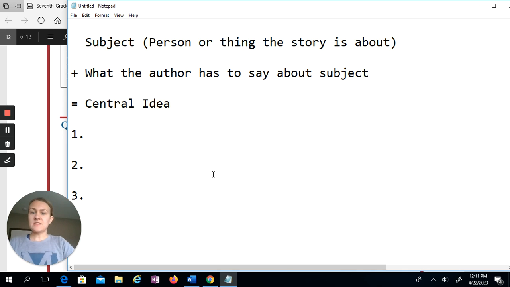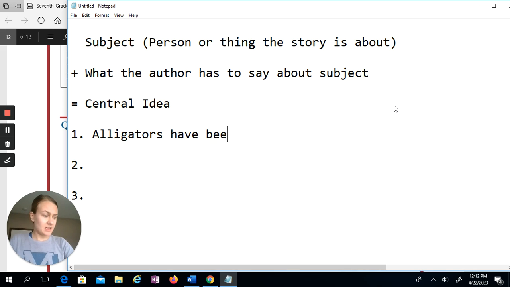Okay, so let's figure out the first subject. This one's probably the most obvious. What is the thing most talked about in this story, person or thing? Alligators. So, starting with our subject, we're going to talk about alligators, right? Now, what does the author have to say about alligators? Are we talking about alligators living in Florida? Not really, right? So, this is what I think the author has to say about the subject of alligators.